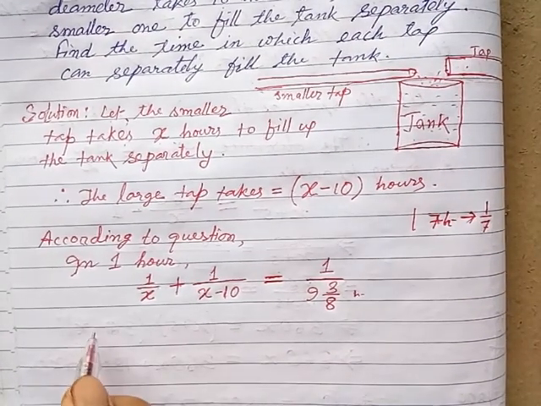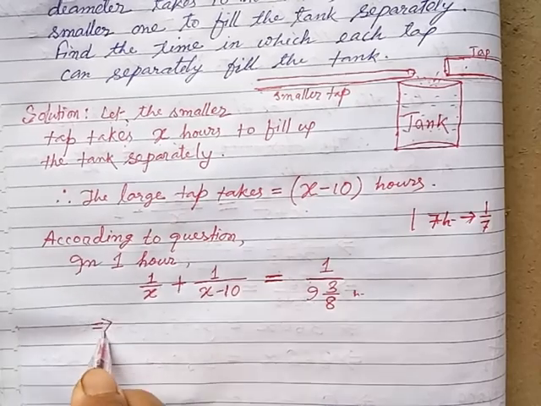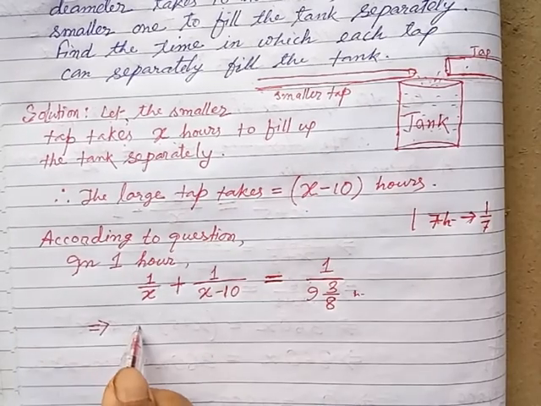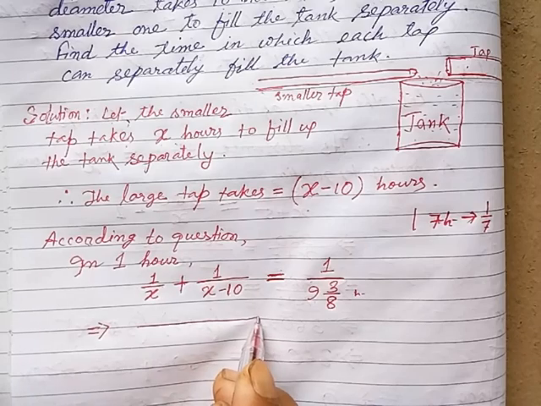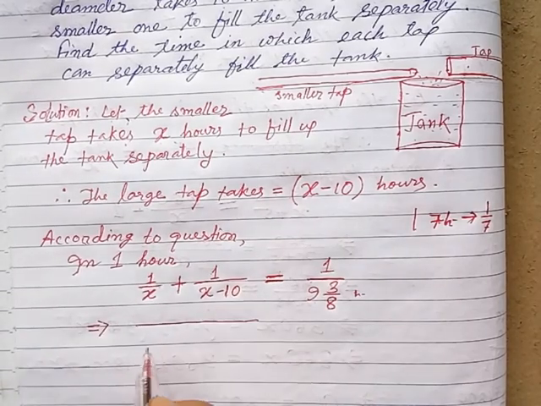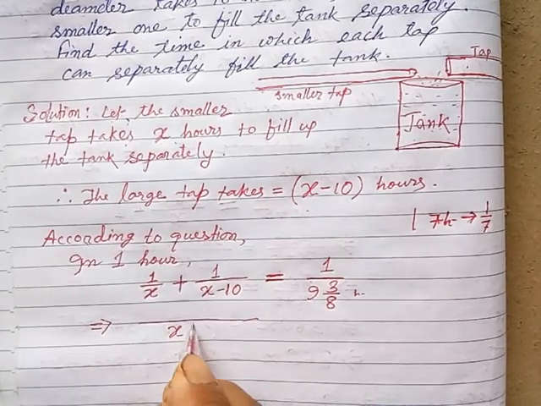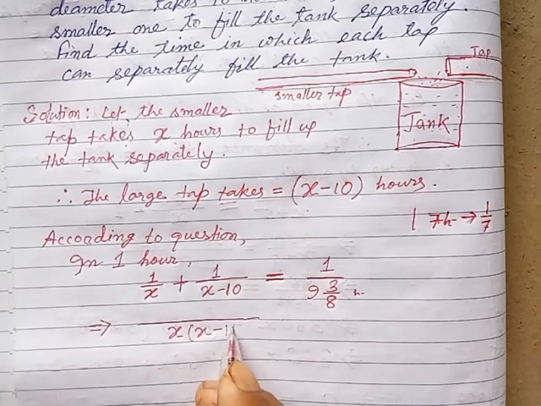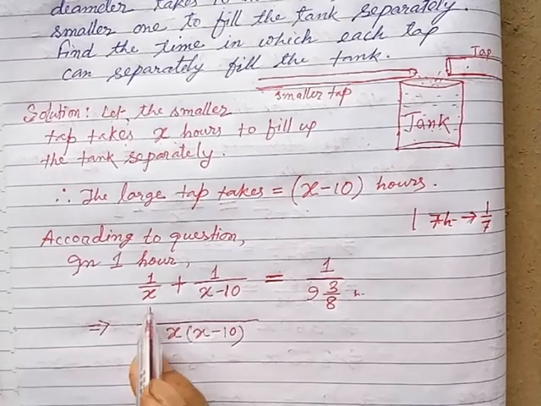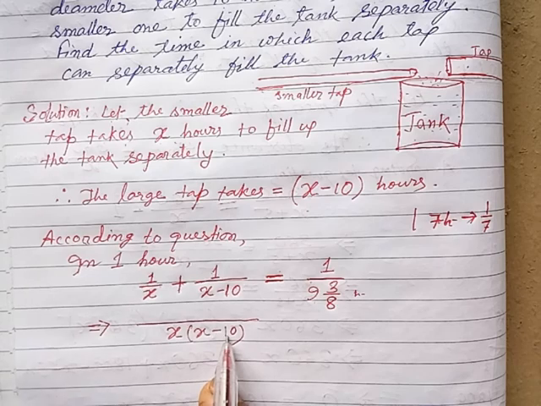Now let us proceed with balancing the equation. Now let us make this equation a simple one. So to make it simple, I will do one thing. Let's look here. I'll take the LCM of this. The LCM will be x into x minus 10. Everybody knows it. Now x divides here in x minus 10 times.